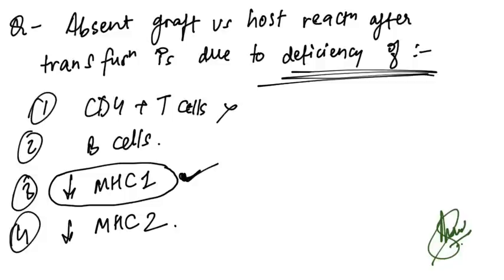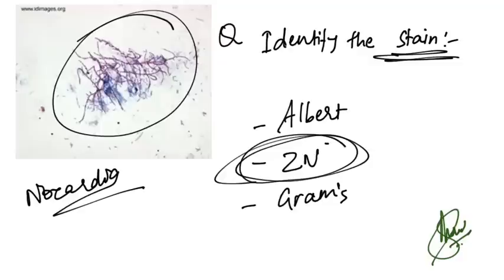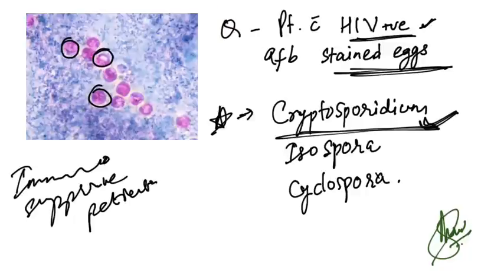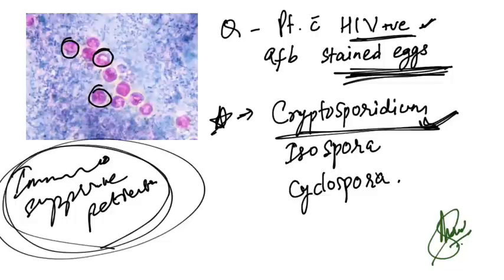Now, absent graft versus host reaction after transfusion is due to decreased MHC1 cells. Now, identifying the stain: these are for Nocardia, and ZN staining is there. It is simple. And a patient with HIV positive, AFB stained, and an immunosuppressed patient; you can see this is very peculiar, very much asked before also. So cryptosporidium is the answer for this patient.